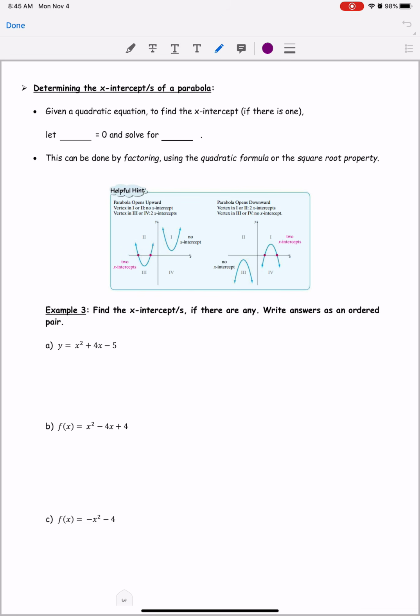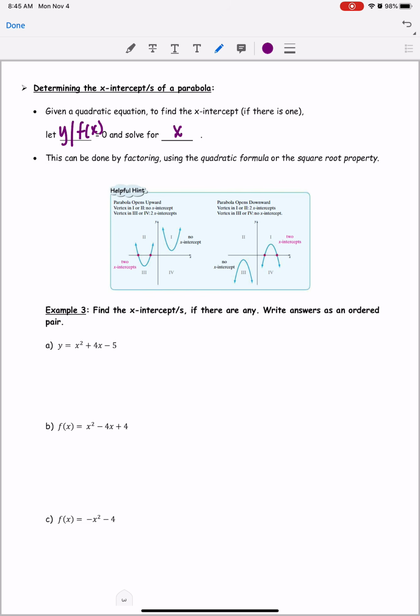Given a quadratic equation, to find the x-intercept, if there is one, we are going to let y or f of x, because those mean the exact same thing, equal 0, and then we will solve for x. You are going to solve for x by the methods that we have already used up until this point.